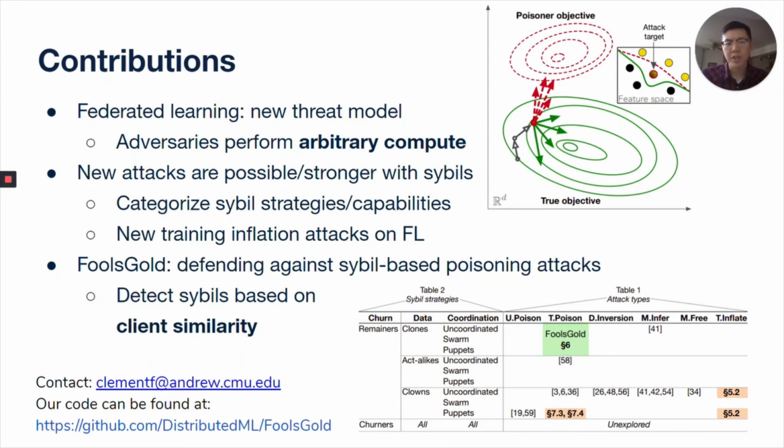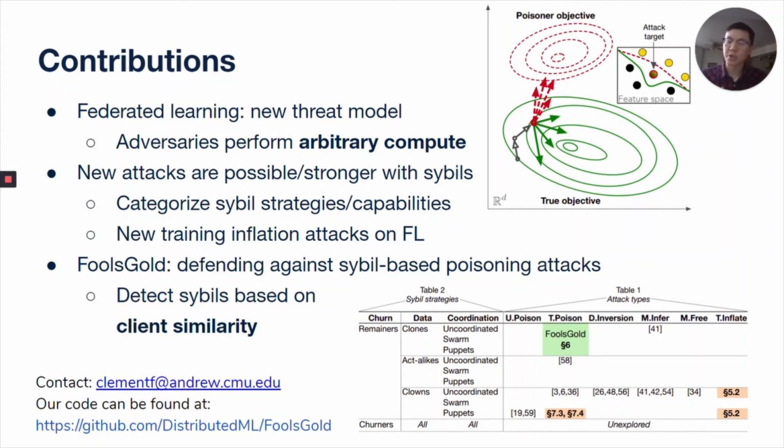In conclusion, we firstly identify that federated learning has a new threat model in which our adversaries can perform arbitrary compute. These attacks are made even stronger when considering Sybils. We categorize the space of attacks on federated learning along the dimension of the objectives and the Sybil strategies, and also propose a new type of attack on federated learning called training inflation attacks, where resource consumption is the objective.